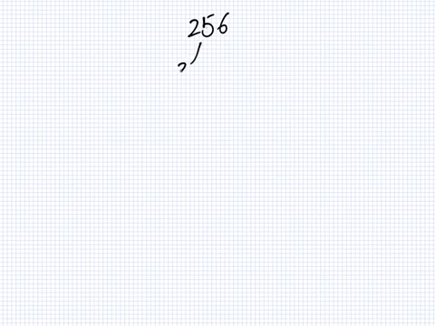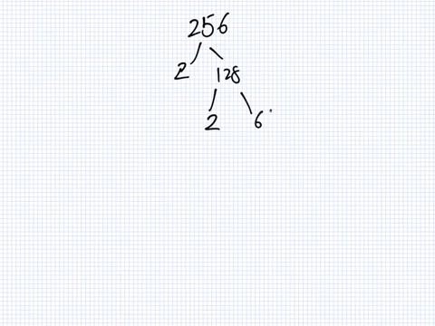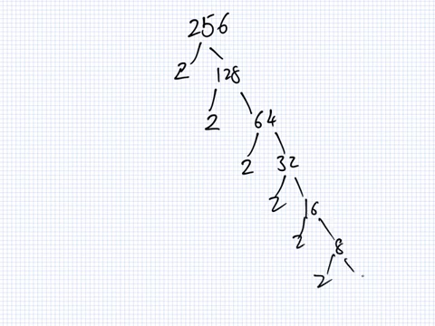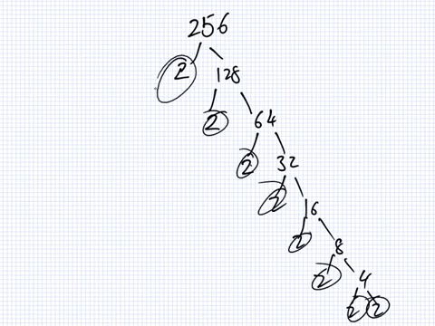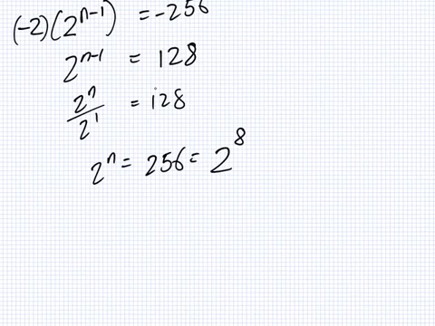256 is 2 times 128. 128 is 2 times 64. 64 is 2 times 32, 2 times 16, 2 times 8, 2 times 4, 2 times 2. 1, 2, 3, 4, 5, 6, 7, 8. Yeah, how can you do that on calculator? That's a later lesson. Okay, next.